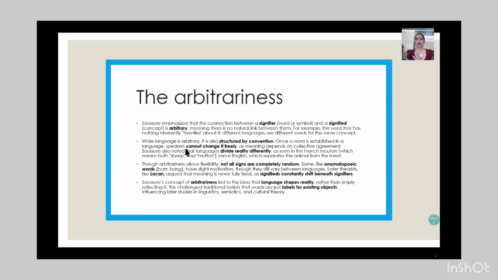While language is arbitrary, it is also structured by convention. Once a word is established in a language, speakers cannot change it freely, as meaning depends on collective agreement. Saussure also noted that languages divide reality differently, as seen in the French mouton, which means both sheep and mutton, versus English, which separates the animal from the meal.